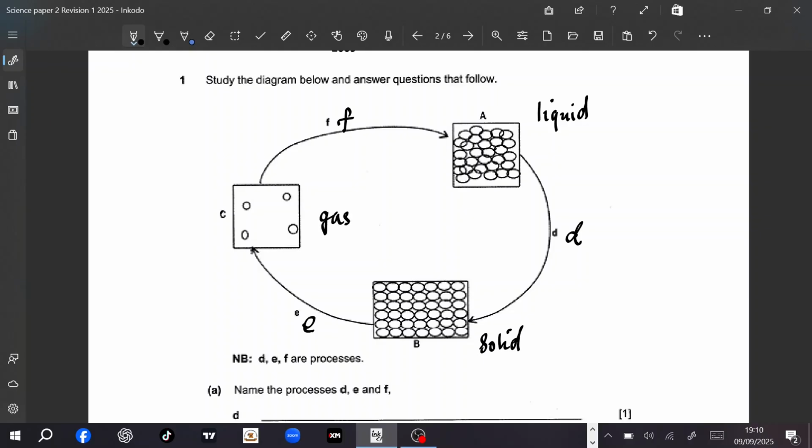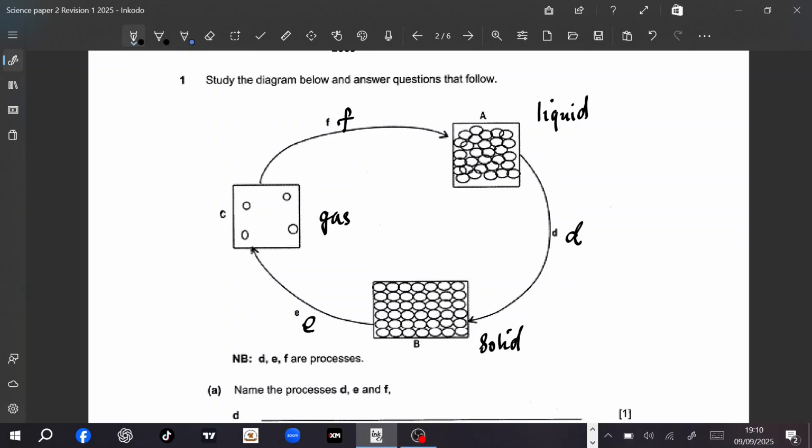Then, after we do that, we are told that D, E, F are processes. So F is a process from C to A, meaning a process from what? From gas to liquid. So these different states of matter can change depending on temperature and pressure.